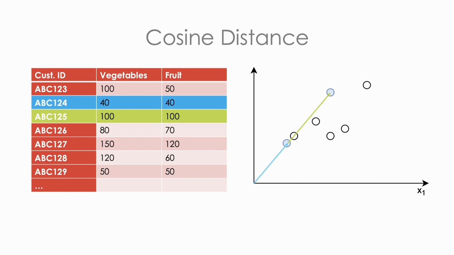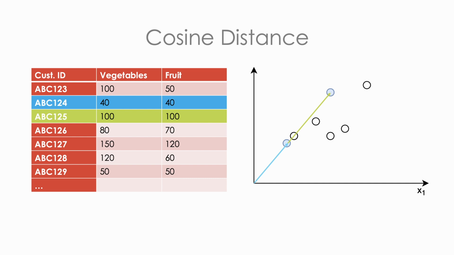If you're more interested in comparing the ratios between variables rather than their absolute values, the cosine distance becomes a better measure. Cosine distance captures the similarity of the spending pattern, regardless of the magnitude of spending.